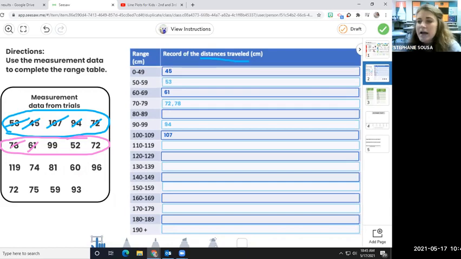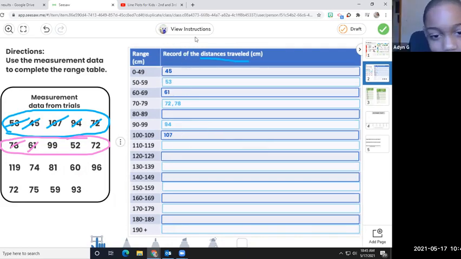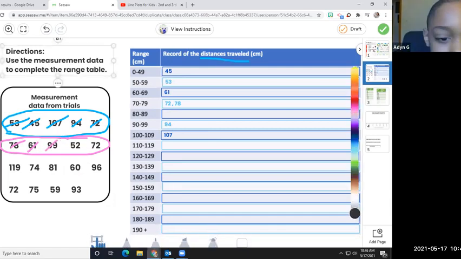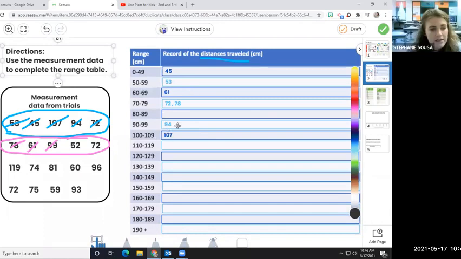All righty, 99. Where's 99 going to go? What range? 90 to 99. That is correct. 90 to 99. So again, it's our second range. We're going to put a comma and place our second number.